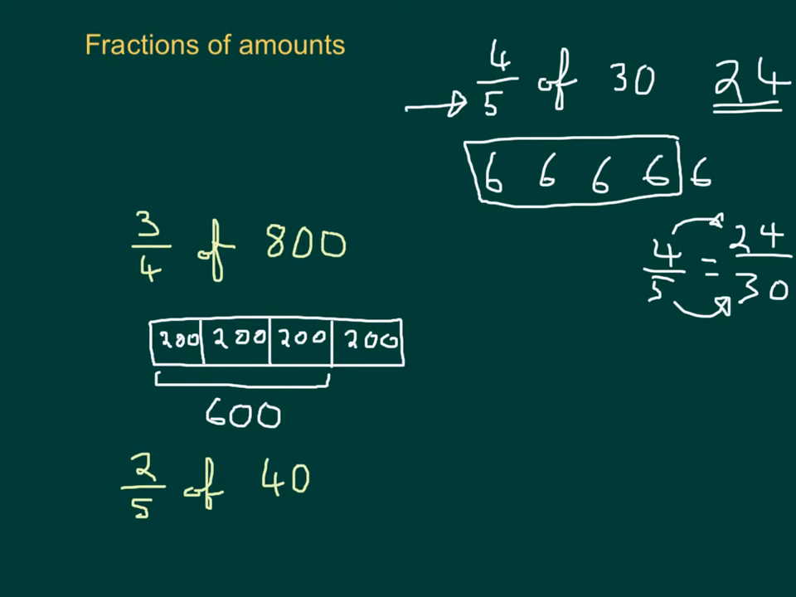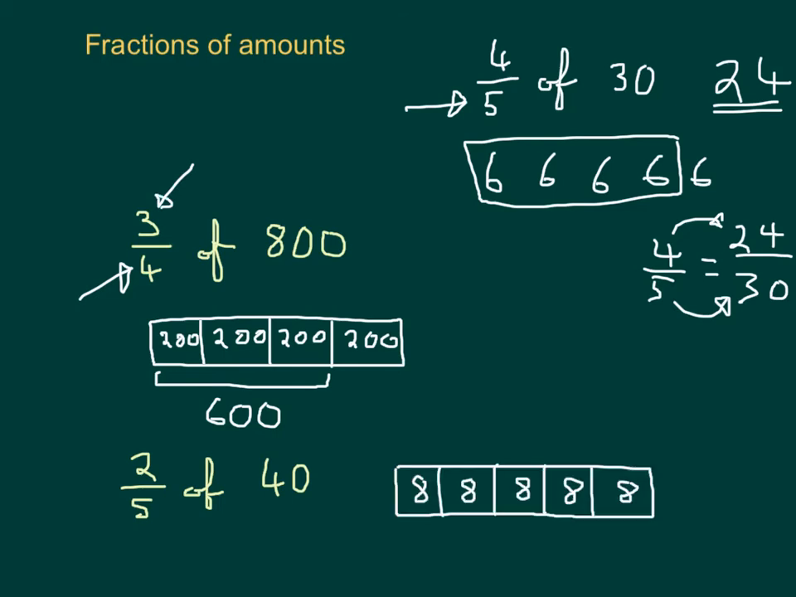For the first question, we need to split 800 into 4 pieces. Each piece then would be 200. 200, 400, 600, 800. And I've got 3 of those quarters, so I must have 600. Similarly, if I split 40 into 5 pieces, each piece is 8, and I'll need 2 of those pieces for 2/5, and that would be 16.